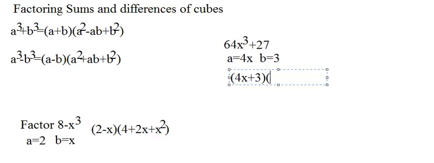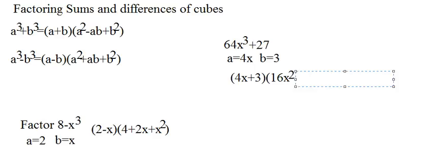times a squared. So a squared would be 4 times 4 is 16. x times x is x squared. We're going to put that in. Minus AB, so minus 4x times 3 is 12x, plus b squared, 3 squared is 9, so that's going to be our answer.